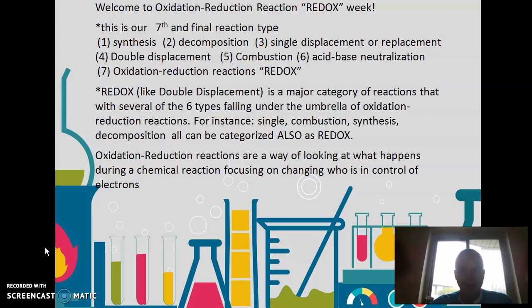As we get into oxidation reduction reactions, keep in mind that really what we're looking at is who is in control of the electrons. An oxidation reduction reaction involves changing control of who is able to dominate the electrons in a chemical bond due to having high electronegativity, or for that matter, actual charges changing as atoms take electrons off other atoms. So that's the basis behind oxidation reduction. It's about focusing on changing who is in control of electrons.